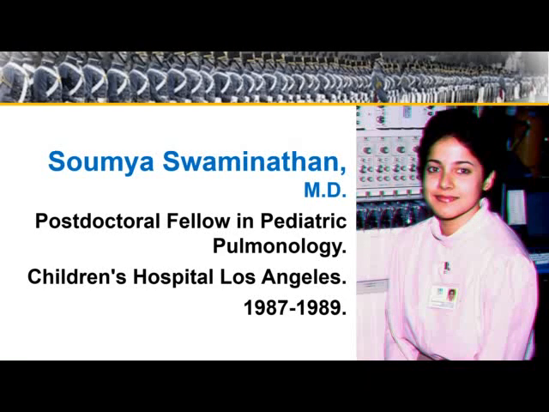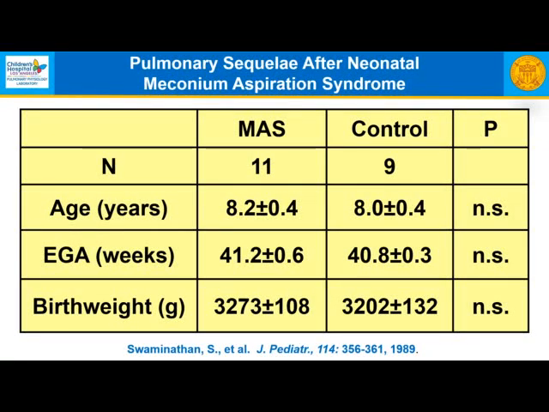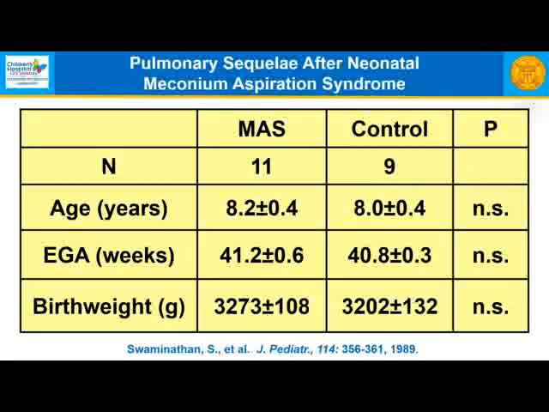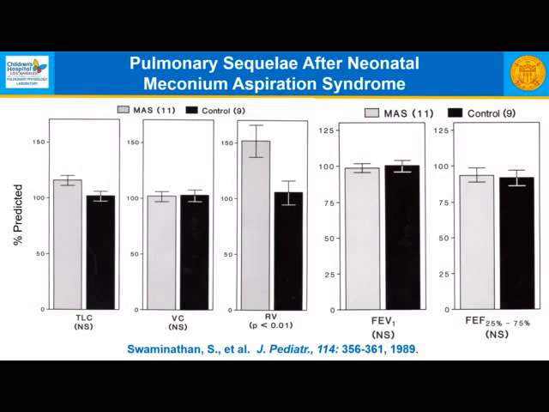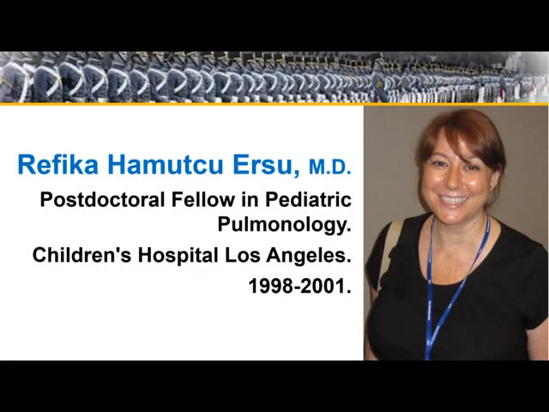Soumya Swaminathan was a pulmonary fellow here in 1987-89. She looked at children who'd had meconium aspiration syndrome as neonates who were now age 8. Looked at 11 of these children versus 9 controls. Gestational age and birth weights were not different in this group. And again, total lung capacity not different, vital capacity not different, but residual volume was increased, and expiratory flow rates in this case were not different. So residual volume was the only thing that showed a difference.